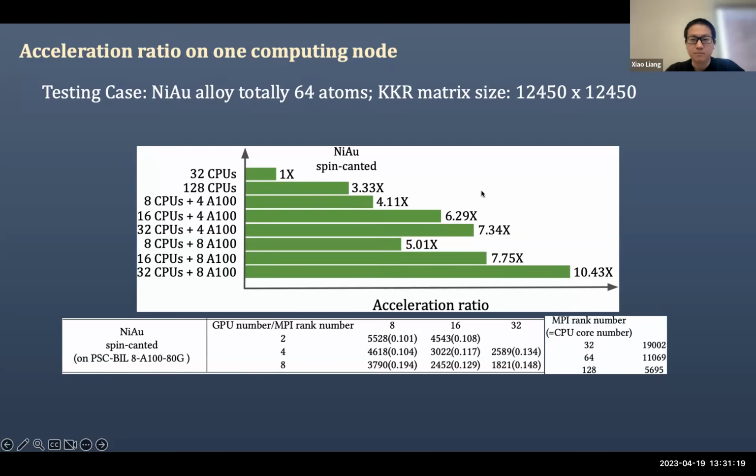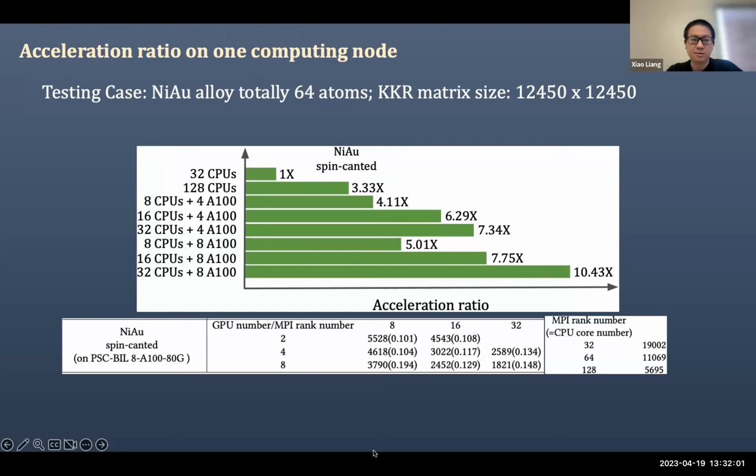As depicted, GPUs can accelerate the calculation. If we use all the 8 A100 GPUs, the acceleration is more than 10 times. If we look at the cases under the same GPU number, increasing the CPU number leads to higher acceleration ratio. For the cases of both 4 GPUs and 8 GPUs, 16 CPUs are roughly 1.5 times faster than 8 CPUs, and 32 CPUs are roughly 1.2 times faster than 16 CPUs.